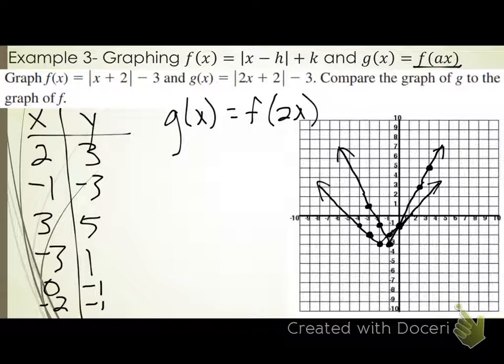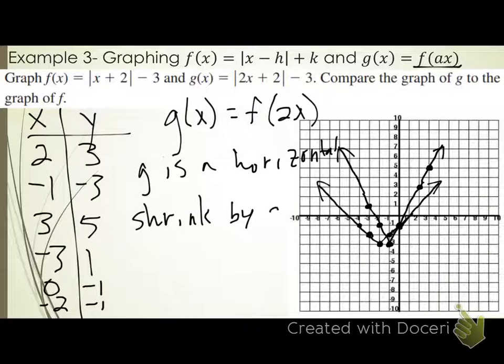And we said, what happens whenever we're multiplying by something inside grouping symbols? It's a horizontal shrink by a factor of what? Not 2. This is the one where it's 1 over a. 1 over 2, 1 half. So g is a horizontal shrink by a factor of 1 half. Does everyone see why it's 1 half?